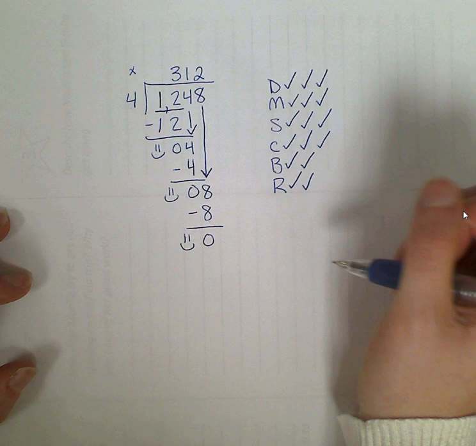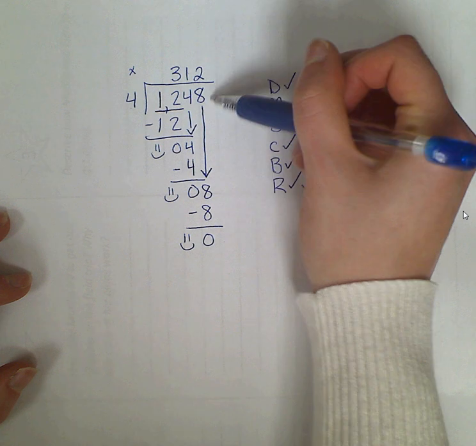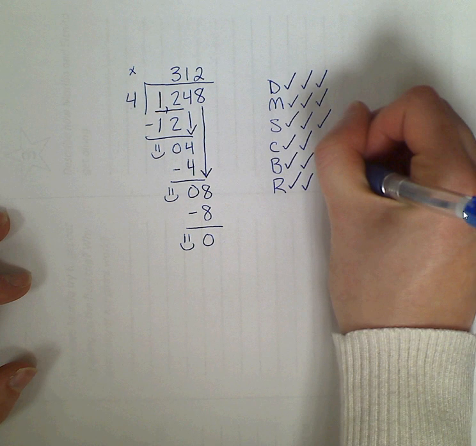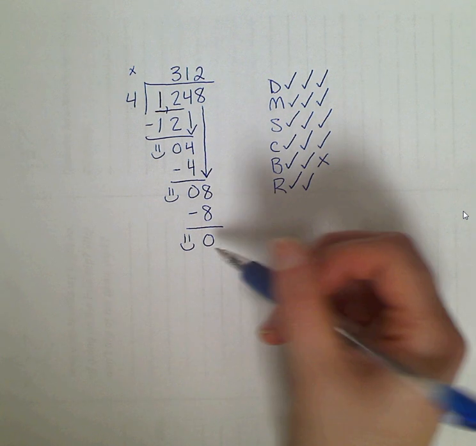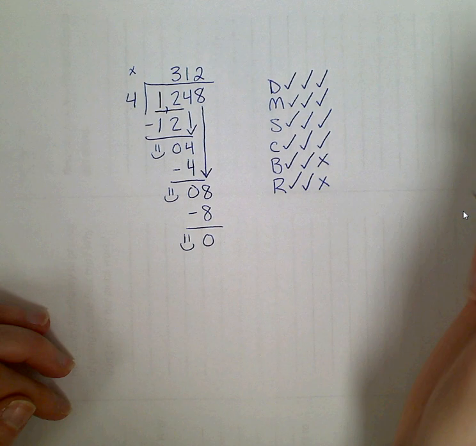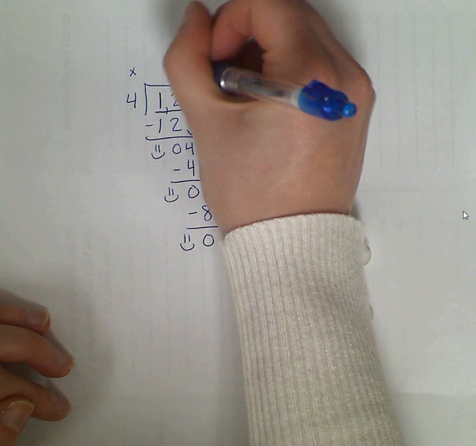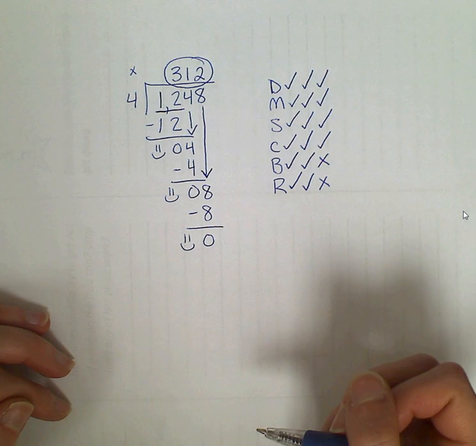Do I have anything to bring down? I do not. I brought down the 8. There are no more digits, which means I need to see if I have a remainder. And since it's a 0, I don't have a remainder. So my final answer for this one is 312.